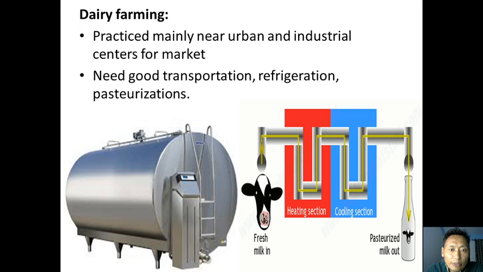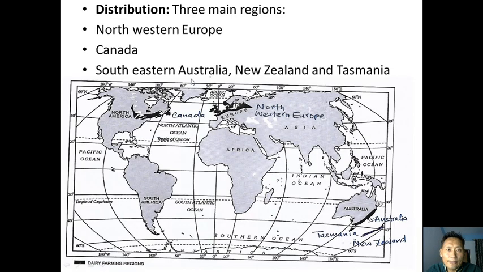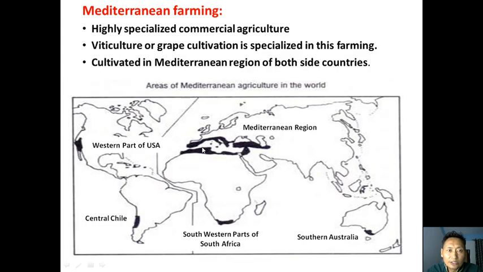So that is their main market motive in order to operate this type of primary activity. So they need good transportation and good refrigeration and pasteurization, because dairy farming is perishable in nature again. So distribution: the three main regions are Northwestern Europe, Canada, Australia, Tasmania, and New Zealand. In these regions dairy farming is widely practiced nowadays.